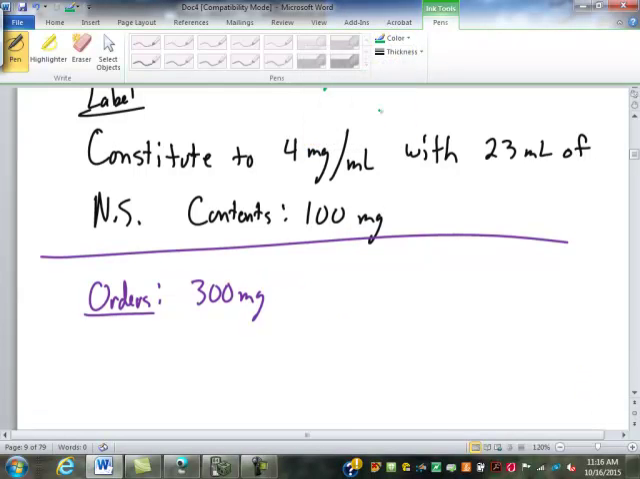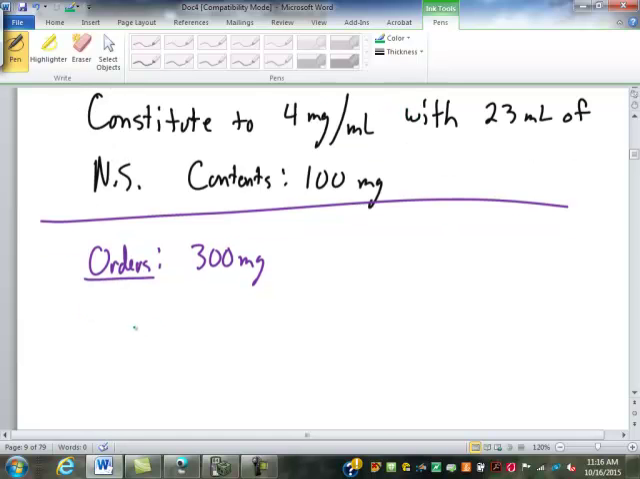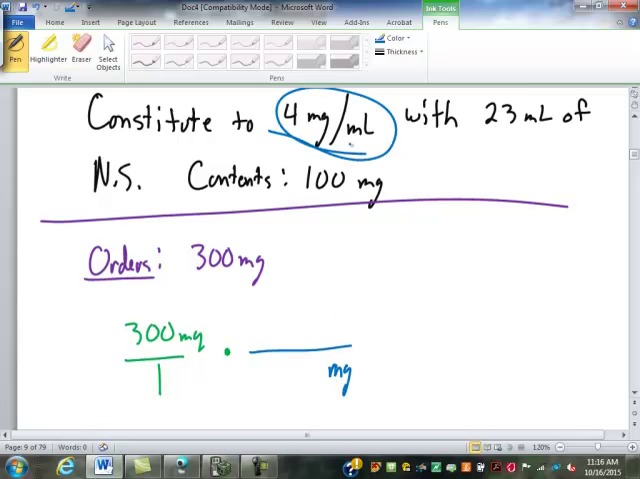Okay, so we're going to start out with what? 300 milligrams over 1 times, well, we know what has to go down here. Milligrams. What we want out of the label is the 4 milligrams per milliliter. So 4 milligrams per 1 milliliter. Milligrams will cancel, and 300 times 1 milliliter is 300 milliliters. 1 times 4 is 4, divides out to be 75 milliliters.